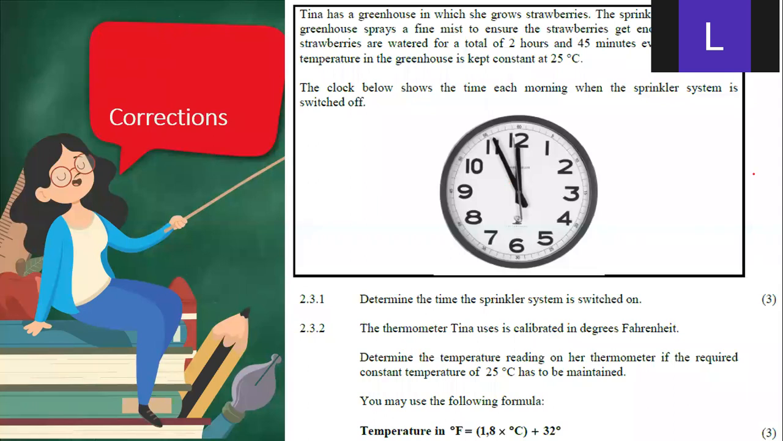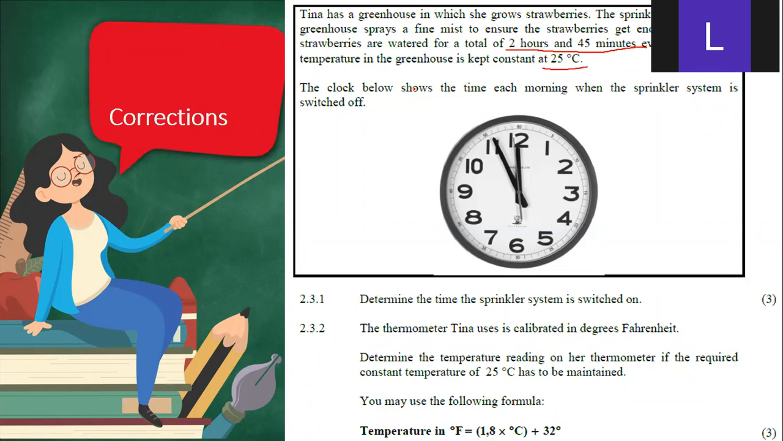It says Tina has a greenhouse in which she grows strawberries. The sprinkler system in the greenhouse sprays a fine mist to ensure the strawberries get enough water. The strawberries are watered for a total of 2 hours and 45 minutes every day. So this is important. And the temperature in the greenhouse is kept constant at 25 degrees Celsius.